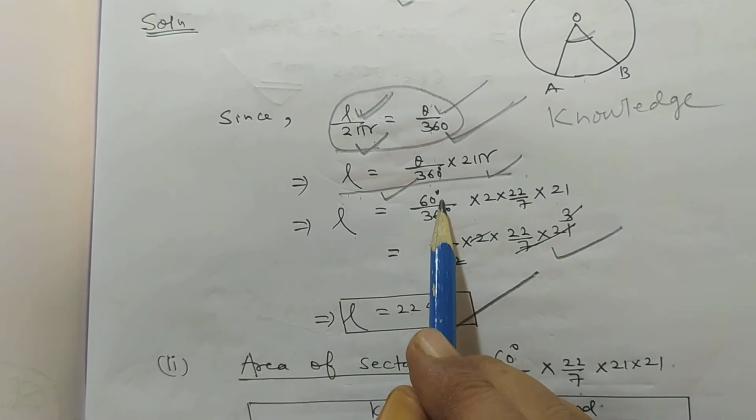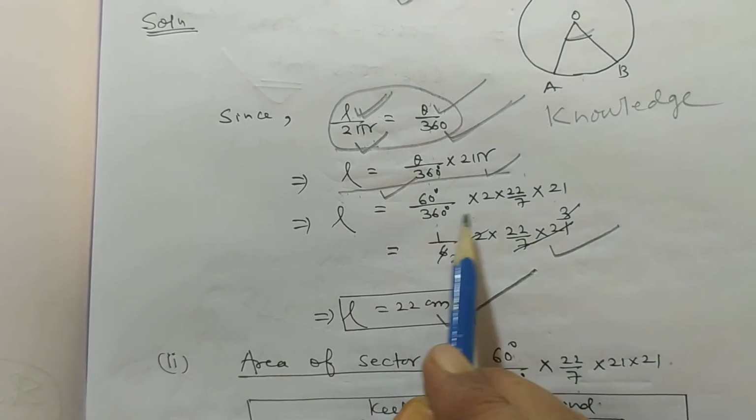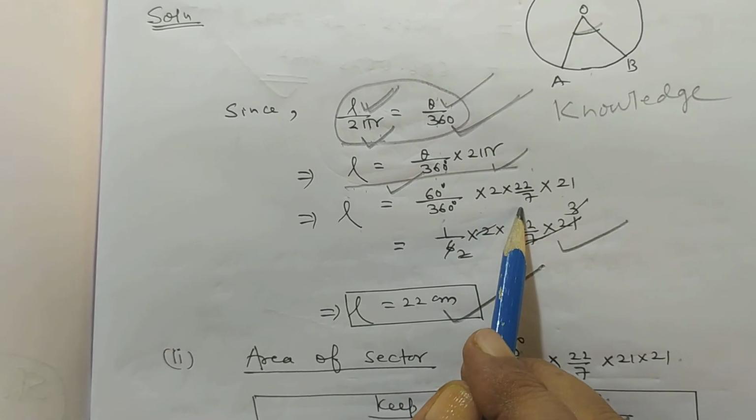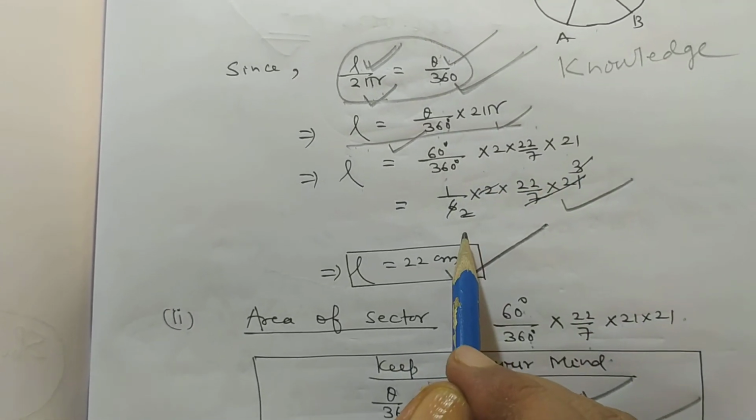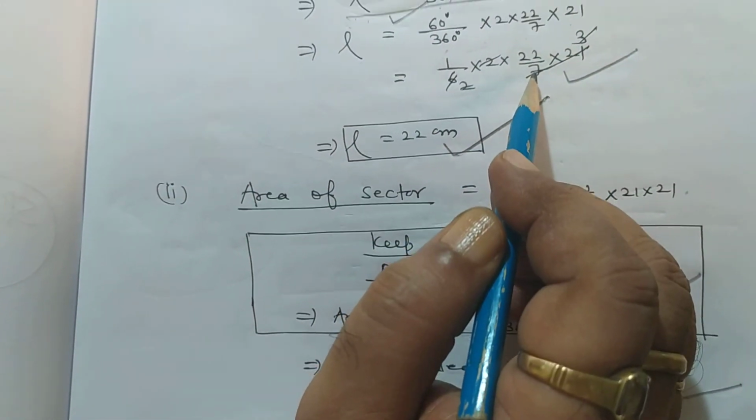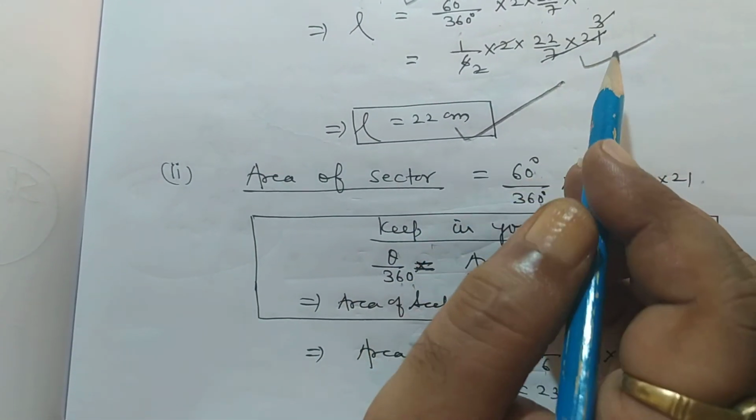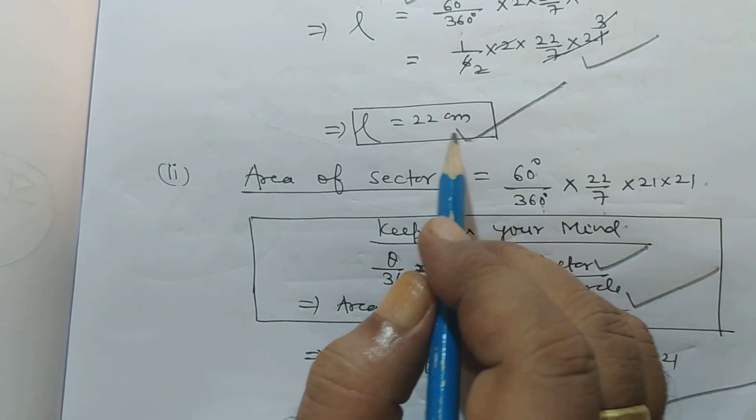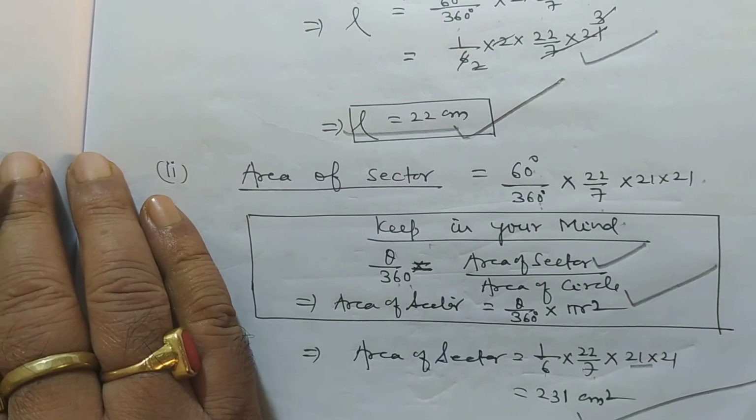So L is equal to 360 degree by 360 degree, 2 into 22 by 7 into 21. And it will be 1 by 6 into 2 into 22 by 7 into 21. So my dear student, after solving we get L is equal to 22 centimeter.